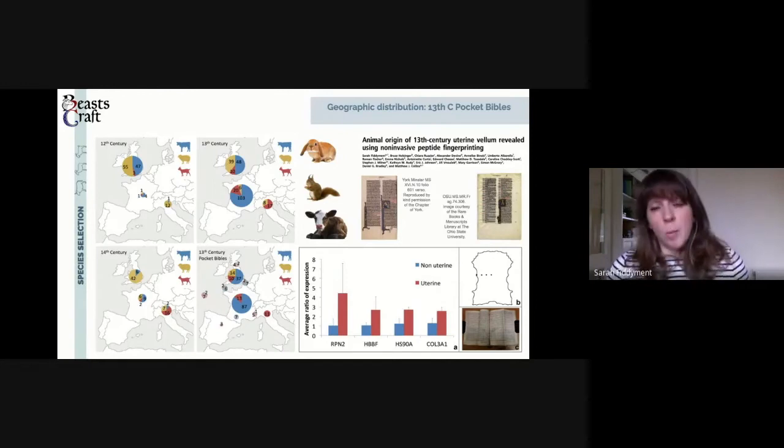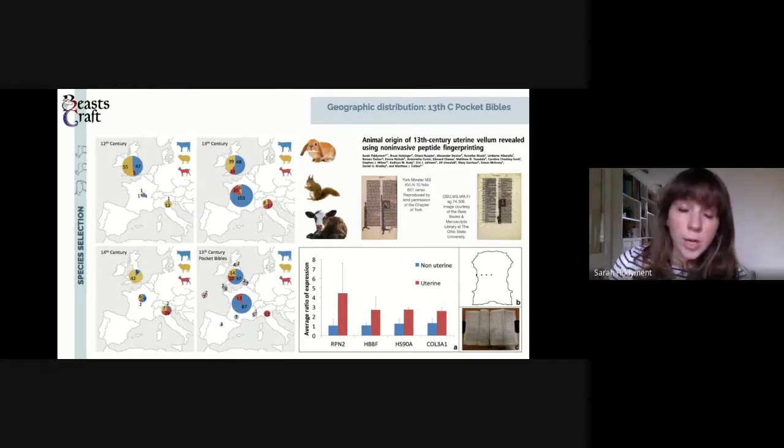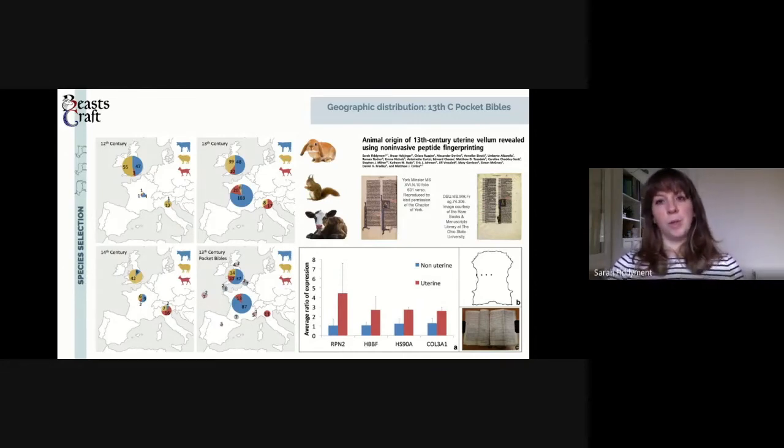Our first example of species selection is the work we published a few years ago on 13th century pocket Bibles. These were the small versions, the first complete Pandex, but in small format, produced in the 13th century in high numbers, and famed for their incredibly fine parchment. The folios are tissue paper thin.